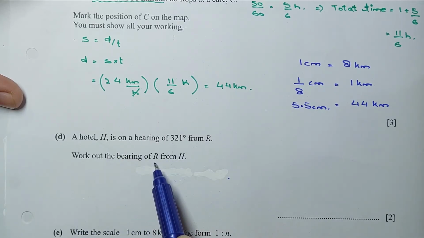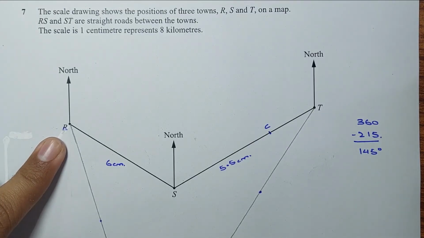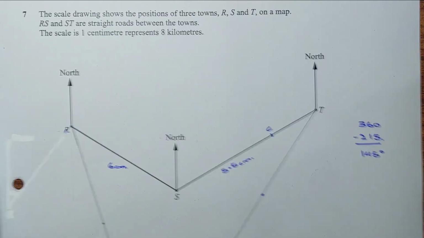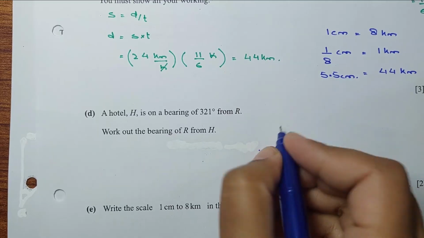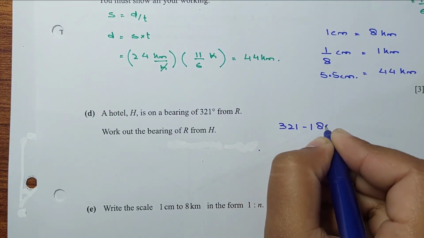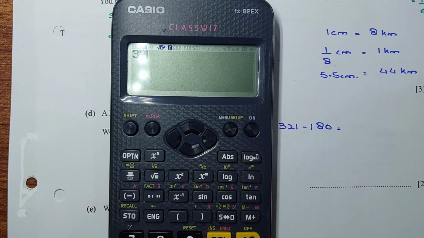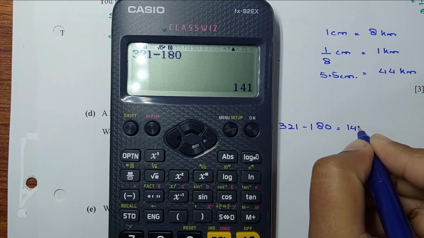Now for part D, a hotel H is on the bearing of 321 from R. Work out the bearing of R from H. From R, it is 321. So here we have R. If we subtract 180 from 321, let me calculate the angle. 321 subtract 180 is 141.